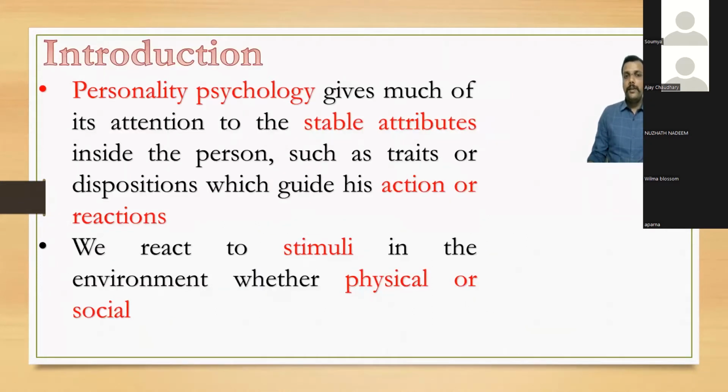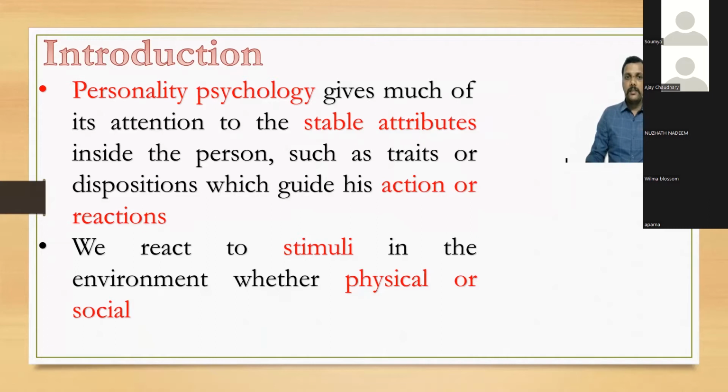And also, personality gives attention to stable attributes inside a person. See, whenever we have to study something, we need to have something stable. Only then we can study. We take some reference point, a base point. From there we compare the other things, and then we can guess what may happen, what is happening.